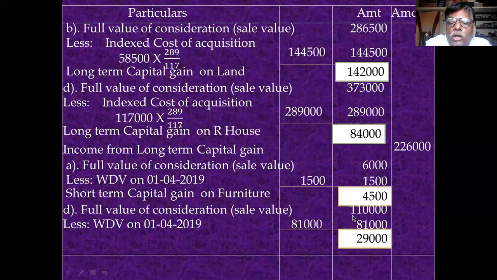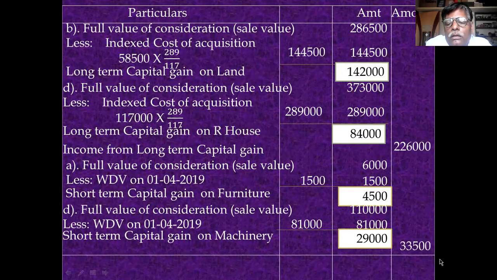These two are short-term assets. If there is a loss in a short-term asset, you adjust it in the short-term capital gain and take the ultimate result to the outer column. If a gain is there, you take the gain. Here the ultimate result is 33,500. 33,500 is called income from short-term capital gain. This is short-term capital gain, and this is long-term capital gain.